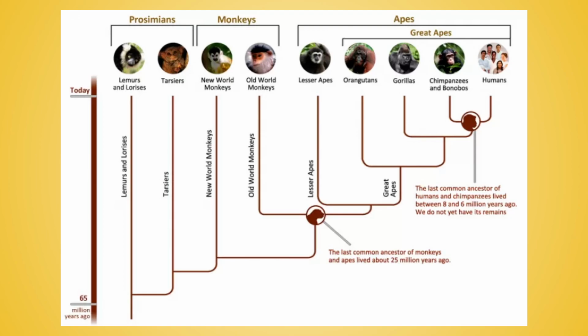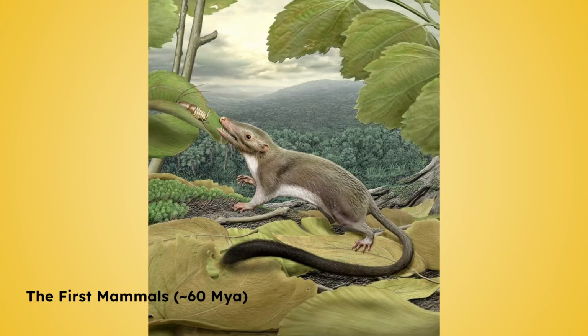We are apes. We are great apes. And monkeys are just a completely different thing. So that's just another thing. Anyway, eventually, the first mammals exist around 60 million years ago.